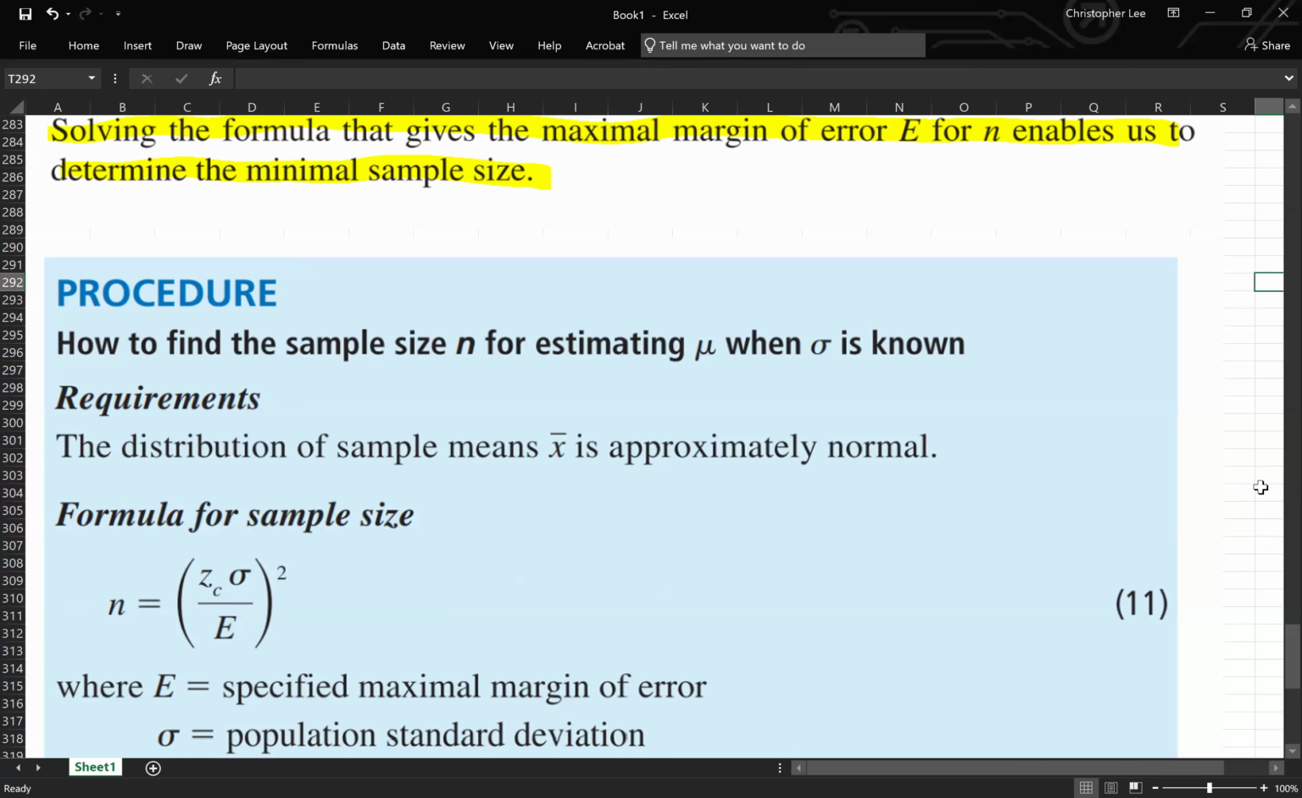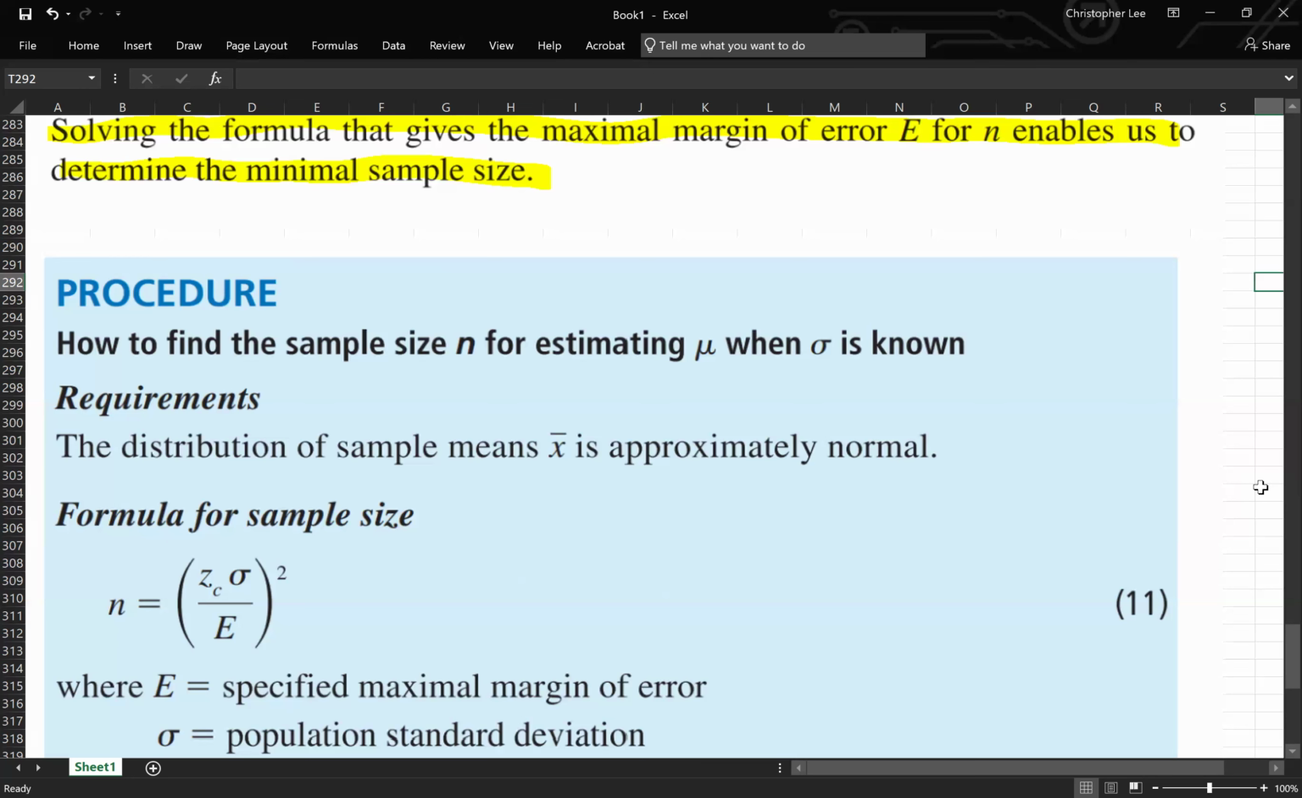So this is all in chapter 8. The distribution of sample means, X bar, is approximately normal. The question has to say that the X distribution is approximately normal. If it doesn't, then you can't use this. That's all that means. It has to say that in the wording of the question.